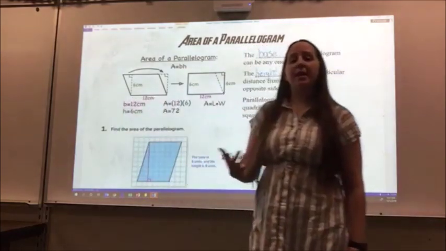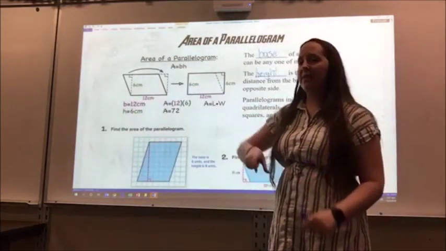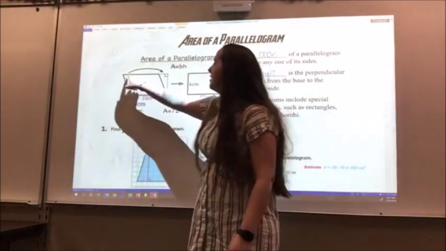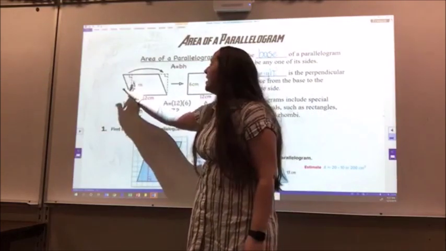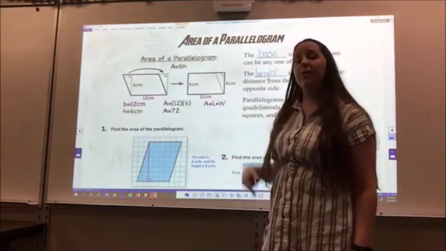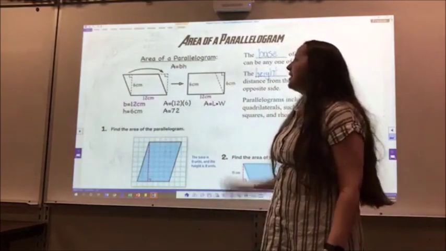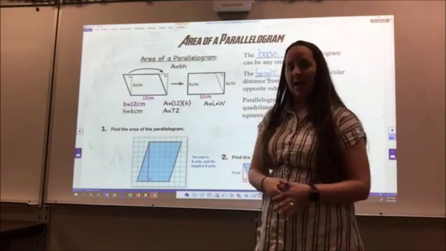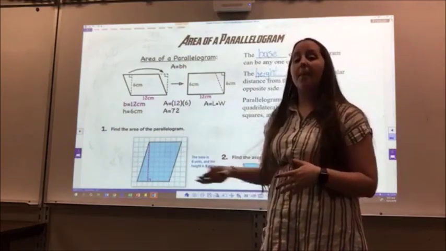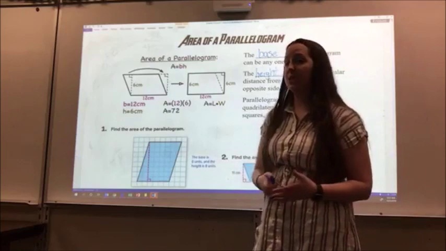The thing with parallelograms is you can actually take that little extra on the end, this little triangle right here, which just gives me the height of 6, and I can move it to the other side and it forms a rectangle. Okay, that's what's special about parallelograms. That's why we can use the same formula we use for rectangles on parallelograms, because it actually does work.